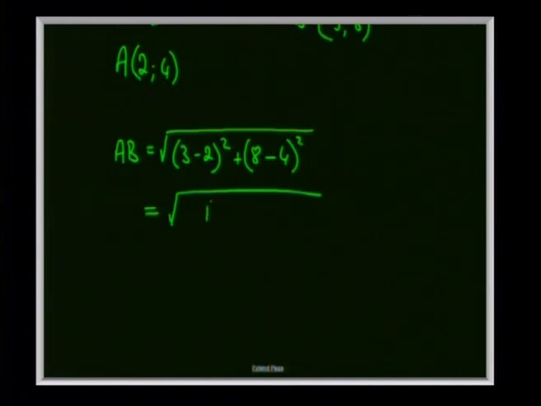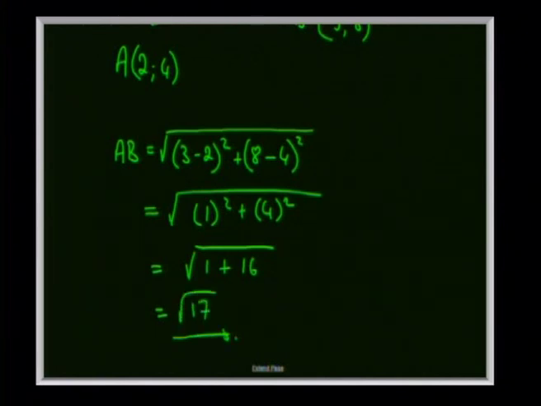Well, 3 minus 2 gives me 1, and 8 minus 4 gives us 4. So under here, I'll have 1 plus 16, which is root 17. Now, just remember, root 17 is the most accurate answer you could give because it's got an infinite number of decimal places. If you are asked for 2 decimal places, well, let's bring up the calculator and do that.